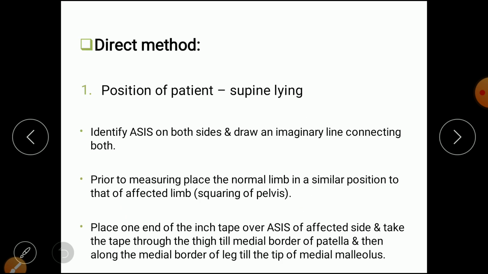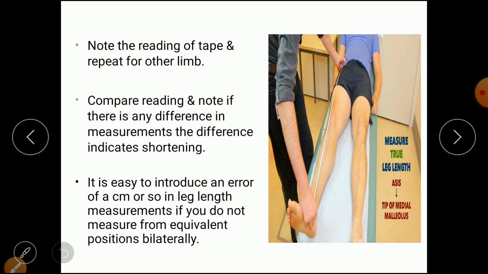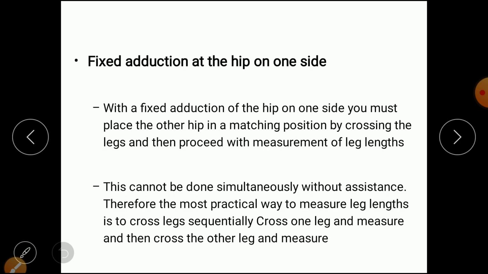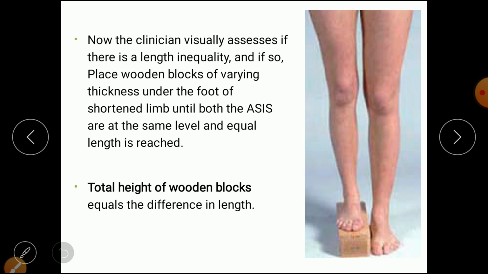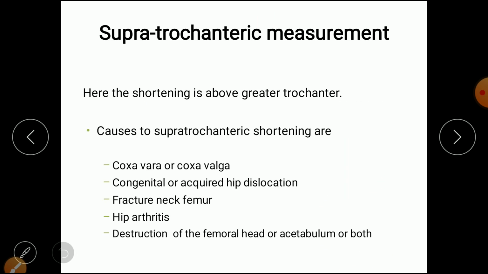Clinically, one method used is with the patient lying supine, from ASIS to the medial patella, and from there to the tip of the medial malleolus. Other methods: we discuss the indirect method and the direct method. In the indirect method we see one easy technique, that is the position of the patient, and if there is any discrepancy, put some wooden blocks and compensate there. The other method you can see is supratrochanteric measurement and infratrochanteric measurement.